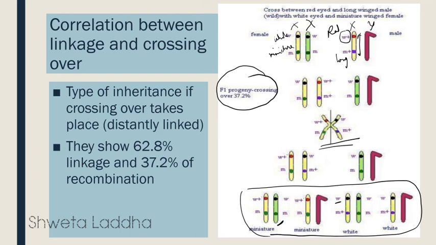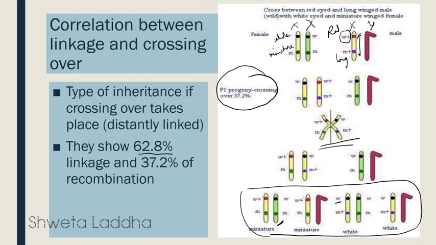Thus, Morgan proved that linked genes do not follow the law of segregation and independent assortment. Linked genes always tend to inherit together, but unlinked genes which are far away from each other have a chance of crossing over, separating, segregating and independently assorting. Though this is less, the chance of reappearance of the parental combination is 62.8% if the genes are far away from each other, and 37.2% recombination may occur.